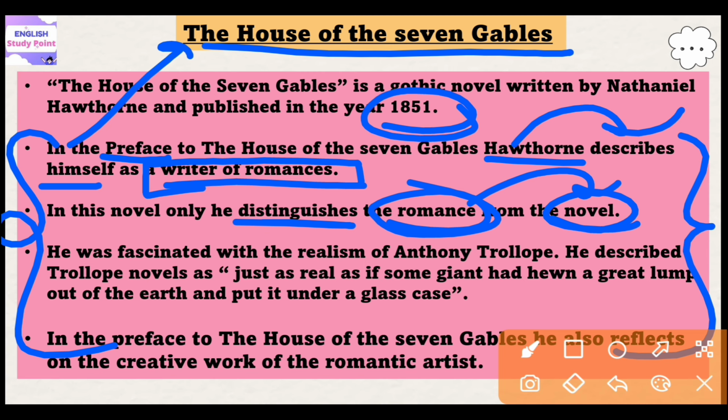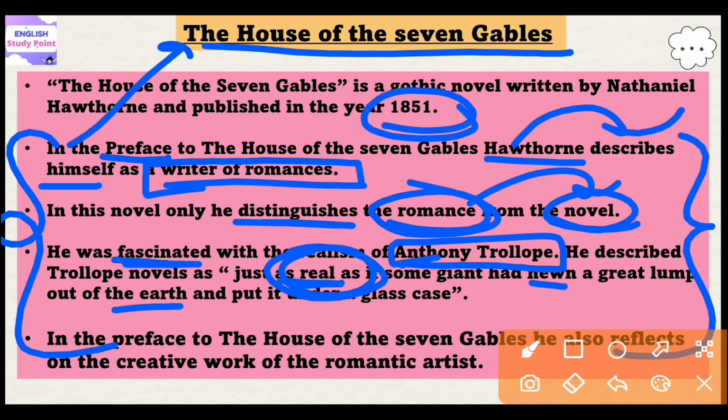Then he again mentions one fact in this work. He was very much fascinated with the realism that is described in the works of Anthony Trollope. He described Trollope's novels as just as real because they depict a realistic portrayal of society, as if some giant had hewn a great lump out of the earth and put it under a glass case. So this he mentions about Anthony Trollope's novels.